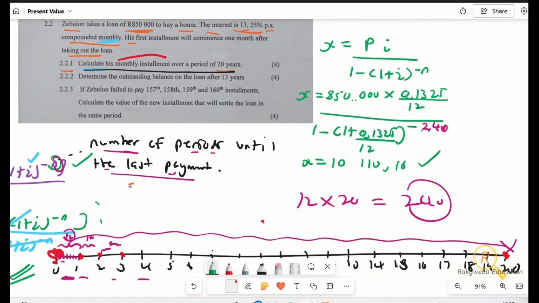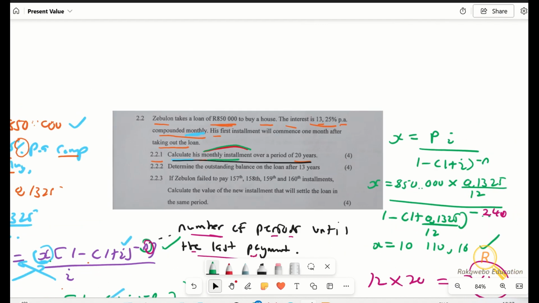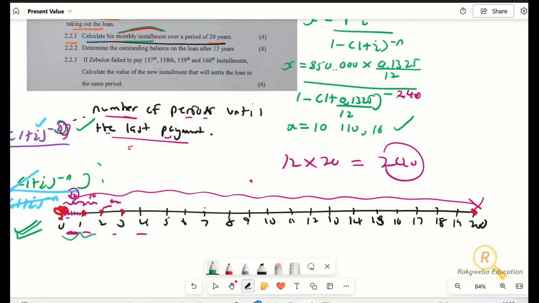Now, if this person was making payments, the installments after every year, so yearly payments, the number of periods would be 20 because you've got 20 periods, right? So therefore, your N will be 20. So this whole number of periods thing is important.